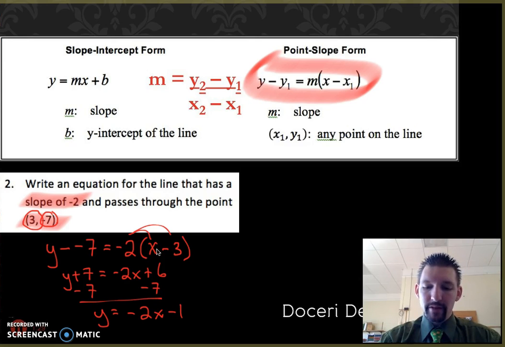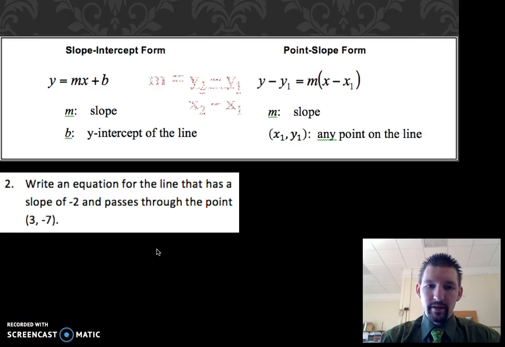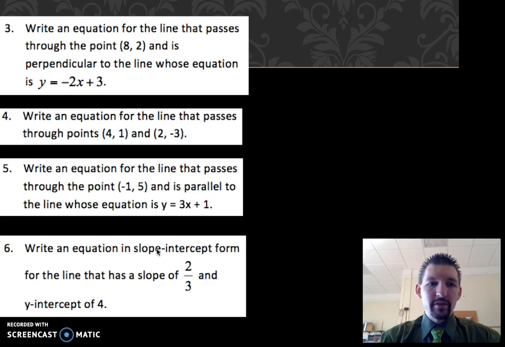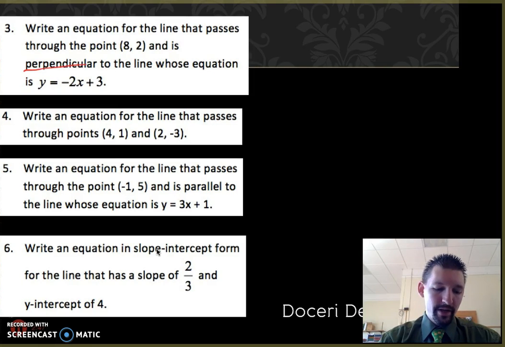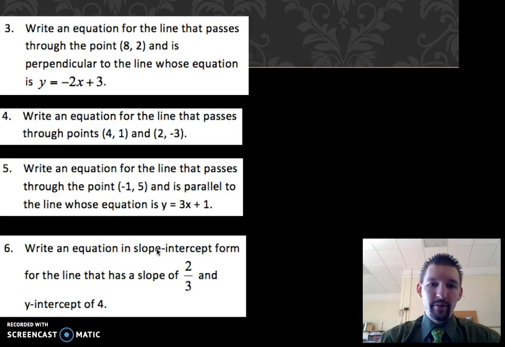What I would like you to do next is look at questions 3, 4, 5, and 6. Try and write equations for these. Now, this does bring some other things back into play, like perpendicular lines. So you need to know what the slope is with those. And you will need to find the slope of certain things, which is why I wrote down that slope formula before. So take a second and try these, and then I will bring up the answers. Whenever you're ready, go ahead and press play again.